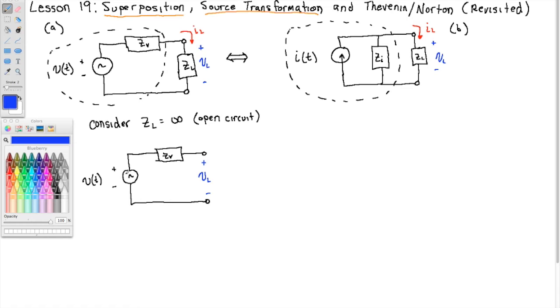VL. Well, there's no current that flows, right? Cannot be any current there. So there's no drop across ZV, and so our open circuit voltage is exactly the source. Now let's consider picture B.